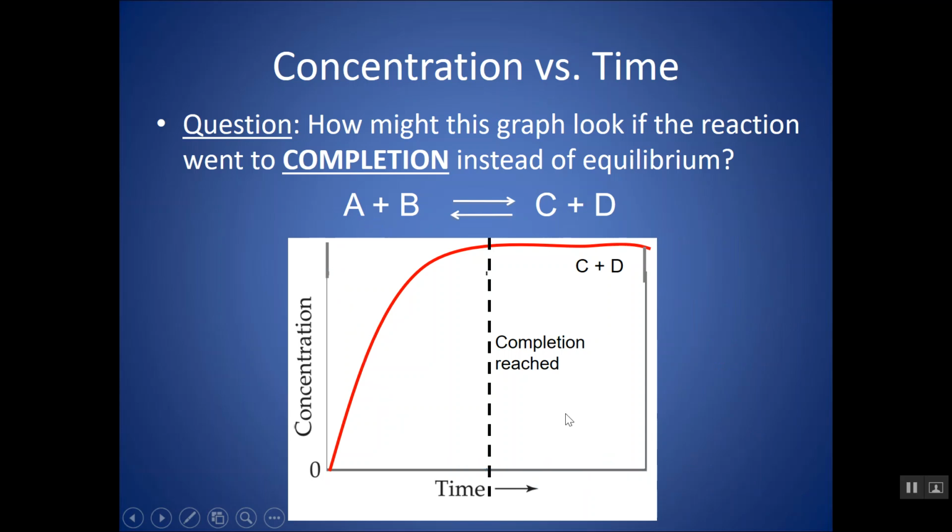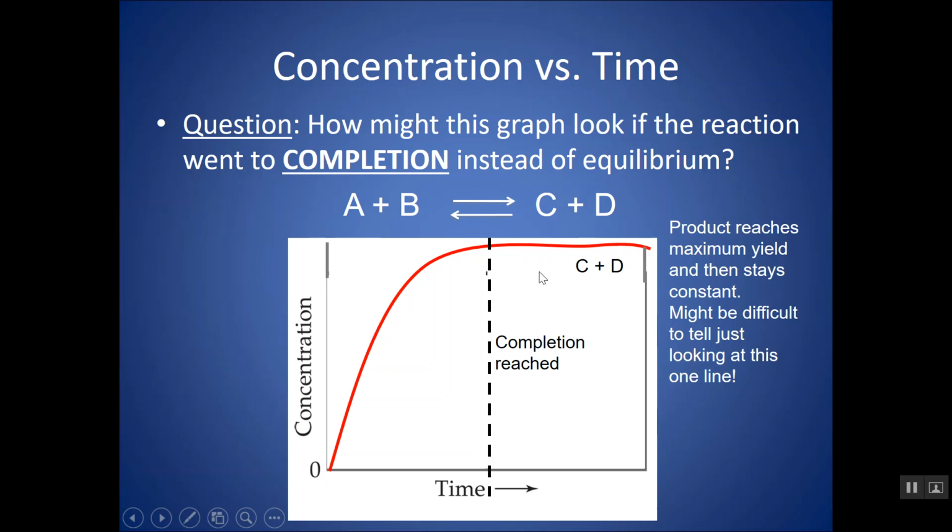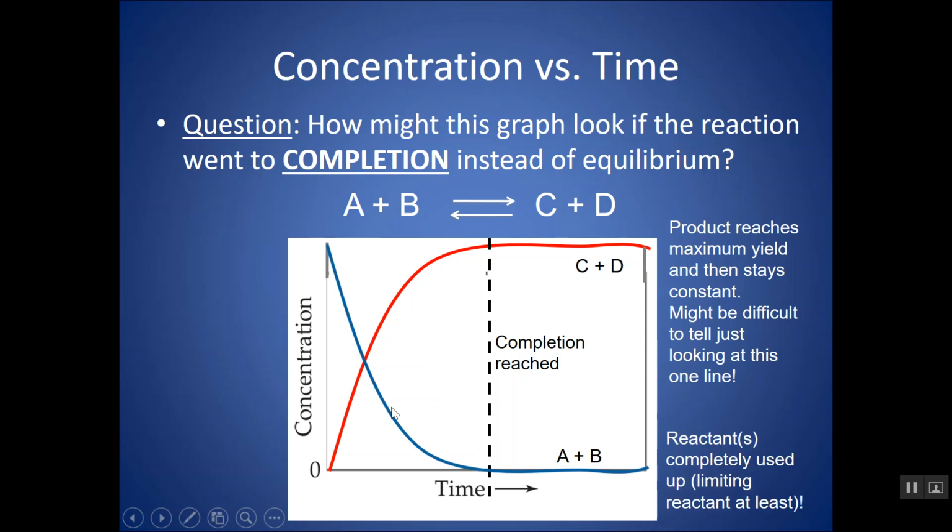So if I was just looking at the product over time, I want you to see this. If I was looking at the product over time and start at 0 if I don't have any to start with, and then it would level off to some value once equilibrium's reached, it might be difficult to tell, just looking at the product in this case, whether equilibrium versus completion has been reached, right? So reactant is going to be very telling in this situation. One or more of the reactants has to be completely used up to get to completion.